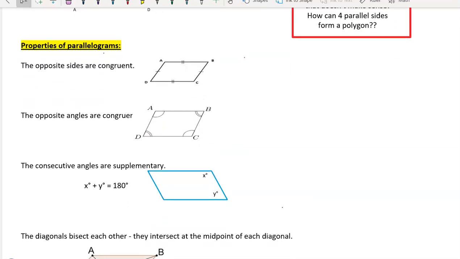One of the things we know about parallelograms is that their opposite sides are congruent. We also know that their opposite angles are congruent. So angle A is congruent to angle D, and angle A is congruent to angle C, and angle D is congruent to angle B.